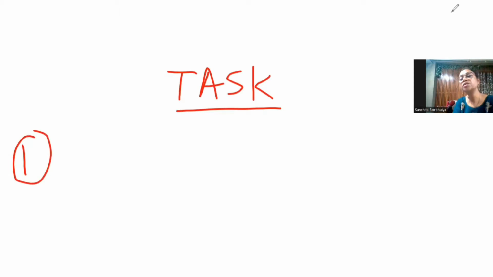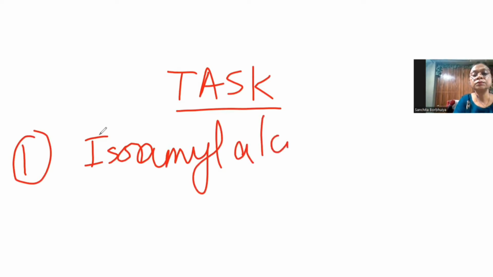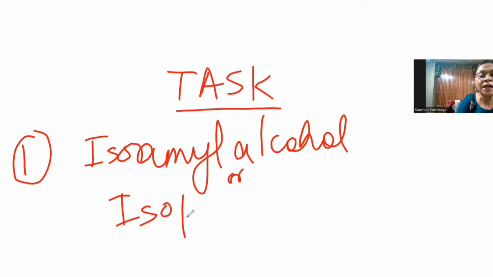My task 1 was, I had asked you to draw the structure of isoamyl alcohol. Another way of remembering isoamyl alcohol is you can call it an isopentyl alcohol, right? So if you know isopentyl alcohol, that amyl can be exchanged with pentyl, and this is how you can go about naming this compound. So it is isopentyl alcohol.